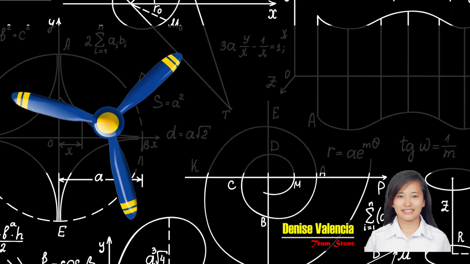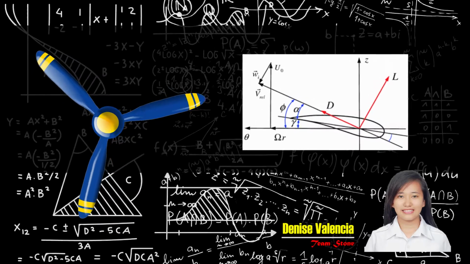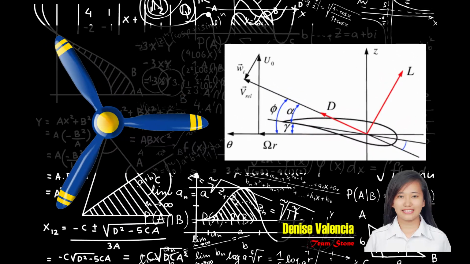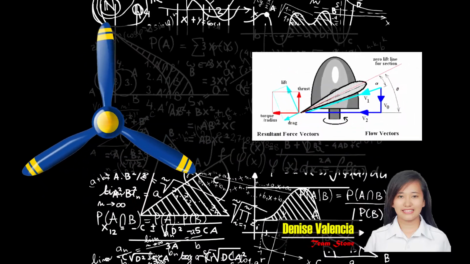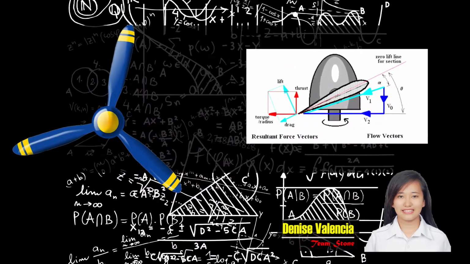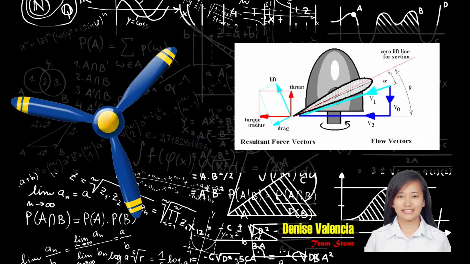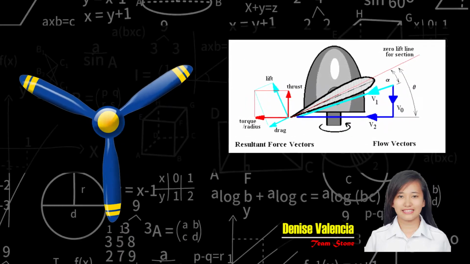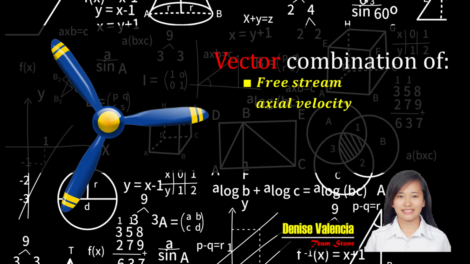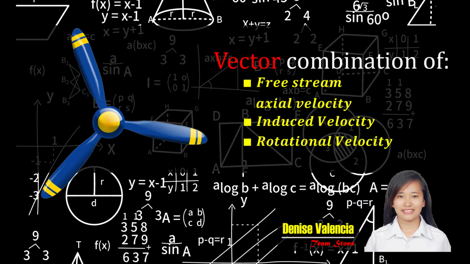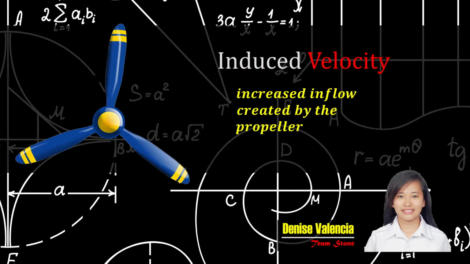In order to find these forces, the properties of an airfoil section are used. They are integrated along the propeller to estimate the total resultant thrust force and opposing torque. This torque is multiplied by the angular rotation rate. The velocity that the blade elements experience is the vector combination of the free stream axial velocity, induced velocity, and rotational velocity. The induced velocity is the increased inflow created by the propeller.